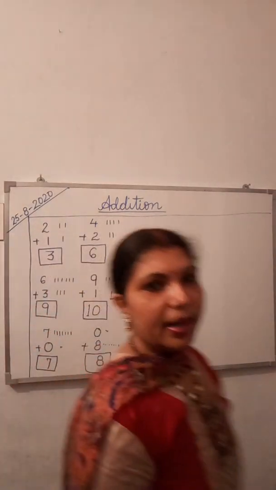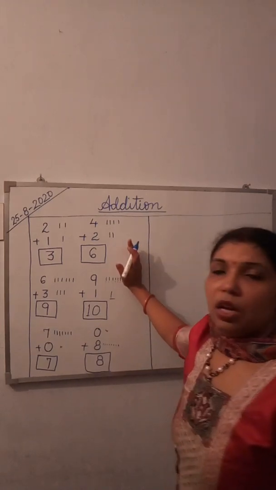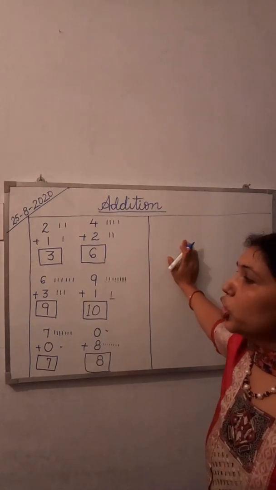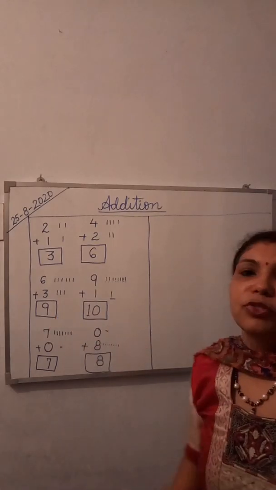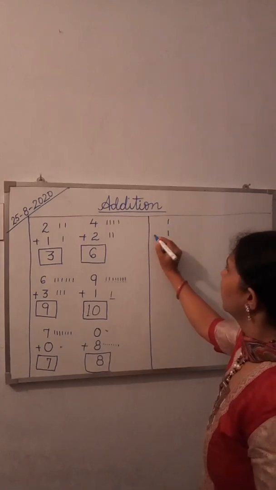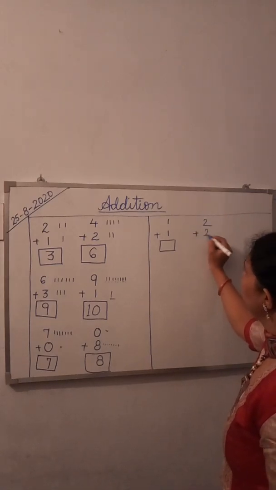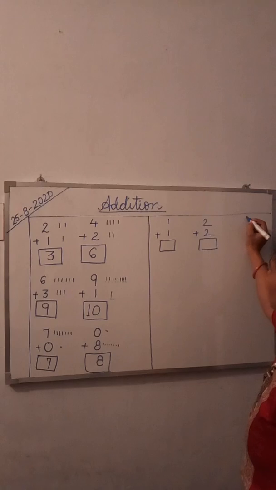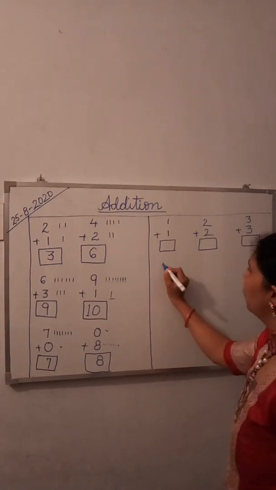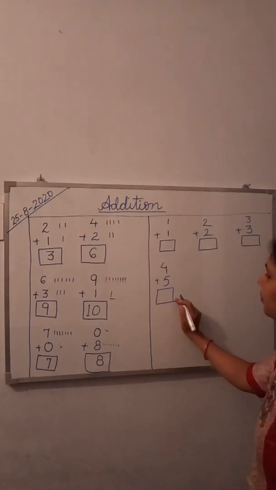Okay. Understanding now? Now it will be in your school maths copy. This is classwork. Now this is homework in which I will not fill the blocks. You have to fill the blocks. Okay. I am writing here 1 plus 1 and box is empty. 2 plus 2. Box is empty. 3 plus 3. Box is empty. 4 plus 5. Box is empty. You have filled the boxes.